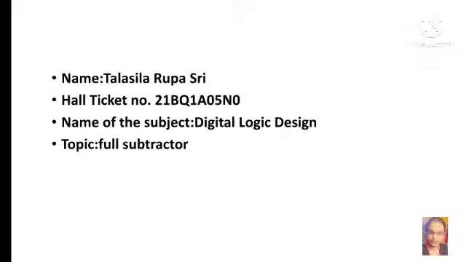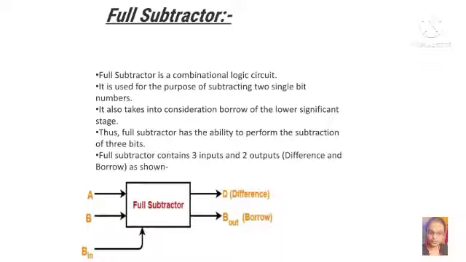So now we'll see what is a full subtractor and how do we construct that. So now let's see into this. A full subtractor is a combinational logic circuit. It is used for the purpose of subtracting two single bit numbers. It takes into consideration borrow of the lowest significant stage.